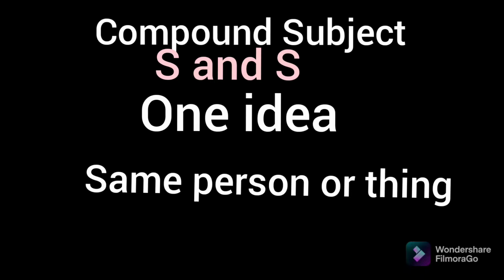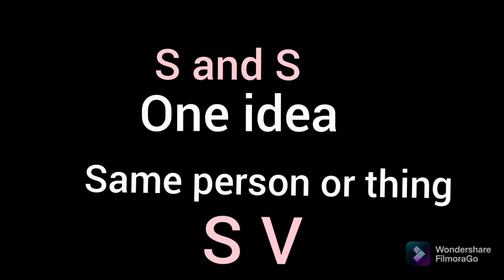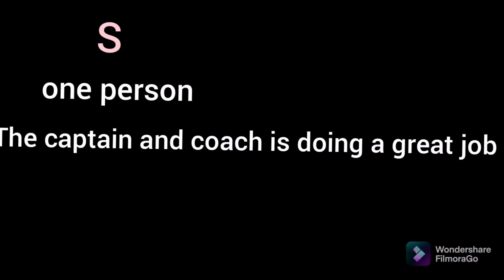But there's an exception to this rule. Suppose it's a compound subject, that is, two subjects joined by and. But if the two subjects suggest one idea or refer to the same person or thing, then the verb you have to use is singular. I know it sounds confusing, but with examples, you will be able to understand things better. The captain and coach is doing a great job. Here, captain and coach is the same person. So, singular subject. So, we have to use a singular verb, is.